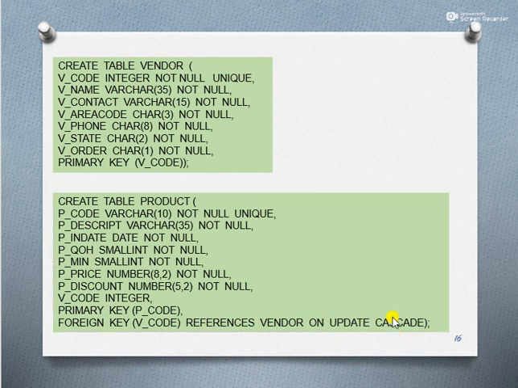This on update cascade specification ensures that if you make a change in any of the vendor's vendor code, that change will be automatically applied to all foreign key references throughout the system to ensure that referential integrity is maintained. So if you make any change in the main table, the vendor table, in the V code, that change will automatically apply to all the foreign keys wherever it is.